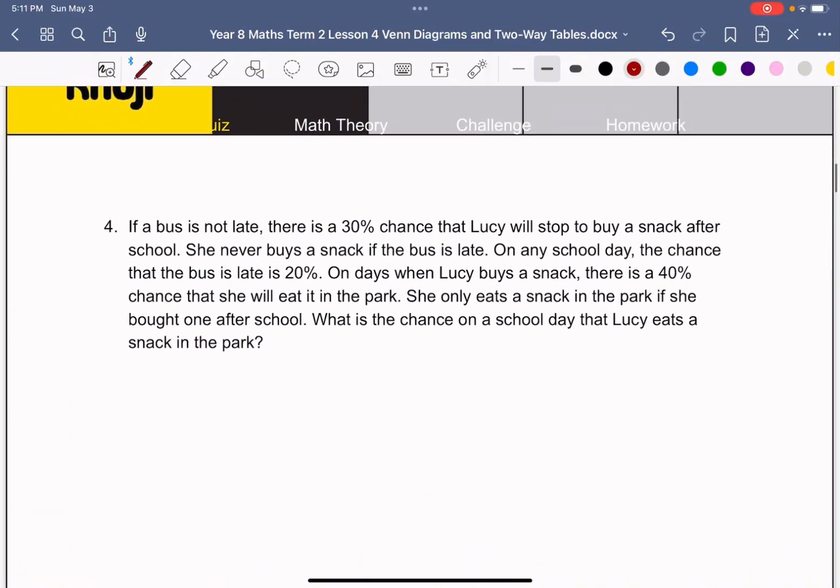Question 4 says, if a bus is not late, there is a 30% chance that Lucy will stop to buy a snack after school. She never buys a snack if the bus is late. On any school day, the chance that the bus is late is 20%, and on days when Lucy buys a snack, there's a 40% chance that she will eat it in the park. She only eats a snack in the park if she bought one after school. So what is the chance on a school day that Lucy eats a snack in the park?